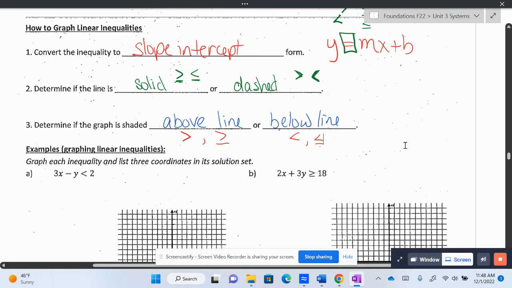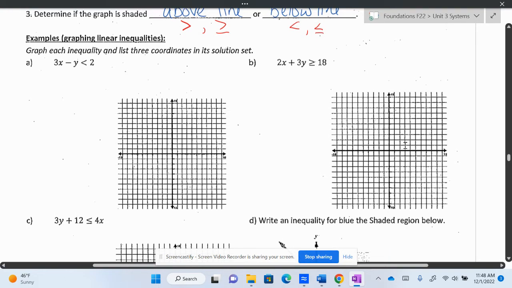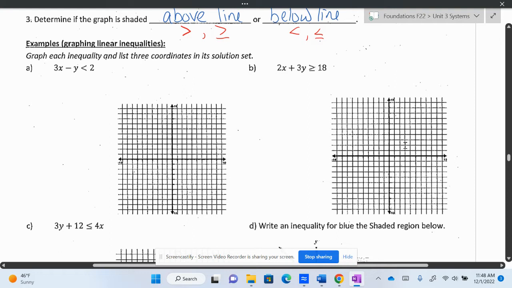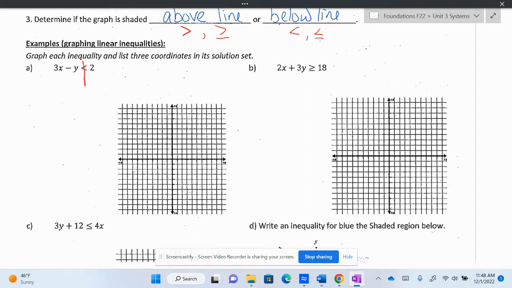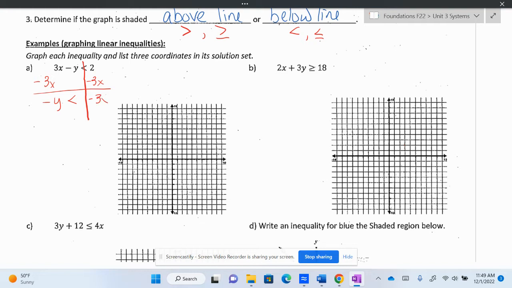So the first example that we're going to do, example A, is this written in slope intercept form? Okay. So someone tell me how to put this in y equals mx plus b form. Subtract 3x from both sides. So that gives me negative y is less than negative 3x plus 2. What's the next step?